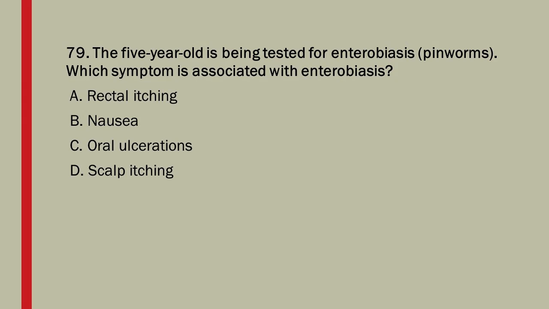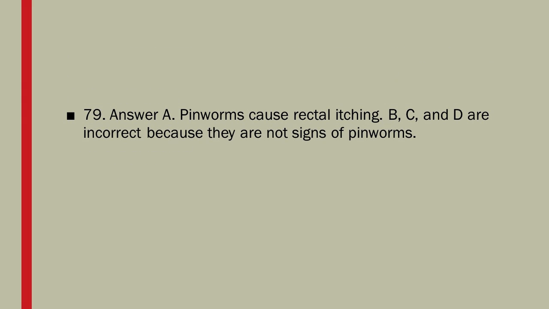79. The 5-year-old is being tested for enterobiasis, pinworms. Which symptom is associated with enterobiasis? A. Rectal itching. B. Nausea. C. Oral ulcerations. D. Scalp itching. 79. Answer is A. Pinworms cause rectal itching. B, C, and D are incorrect because they are not signs of pinworms.